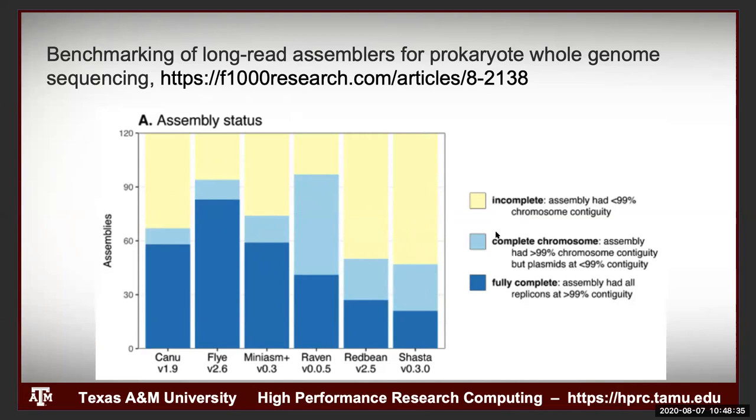But in my particular project, I found Canu a little bit better. So I think probably it depends on the genomes, maybe each genome has a lot of repeats or something like that.